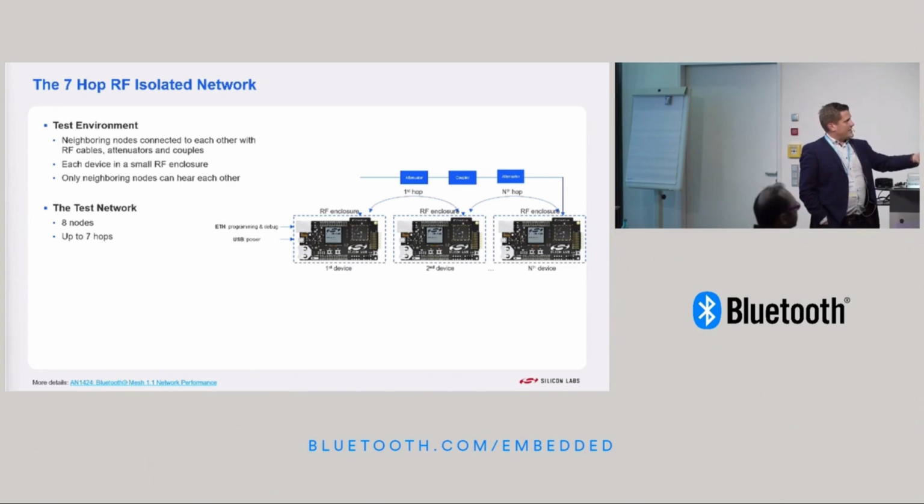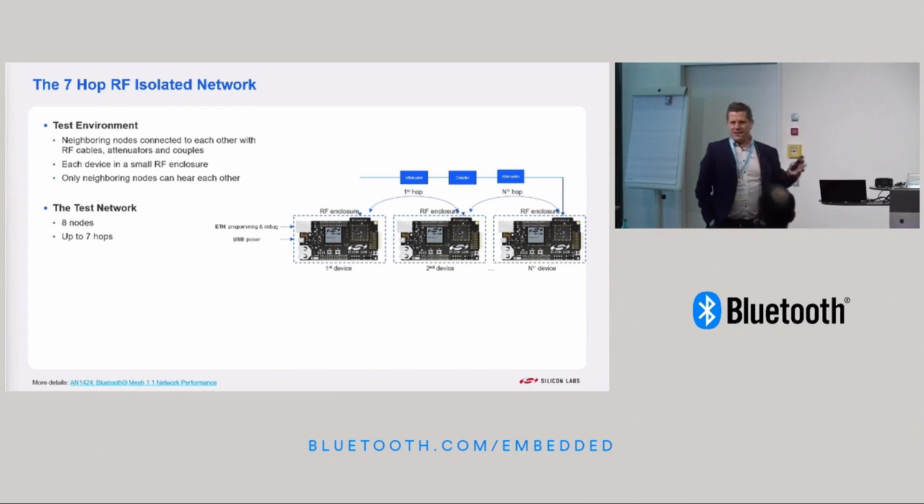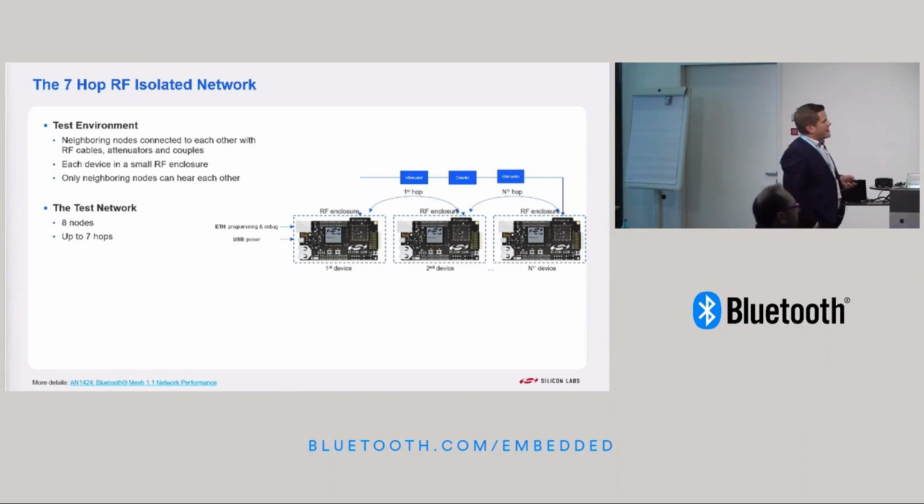We cable everything together. So we use attenuators, RF cables, couplers. And the whole purpose here is that this node can only talk to that node. This node can talk to these two. So we can isolate every device, because typically, if the sensitivity and the transmit power on these devices is such that we get a range of tens of meters, it's really hard to build networks where you have 7 hops. So we just isolate everything so we can have a very controlled test setup which always remains the same.